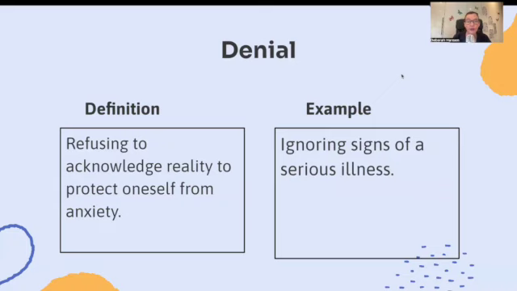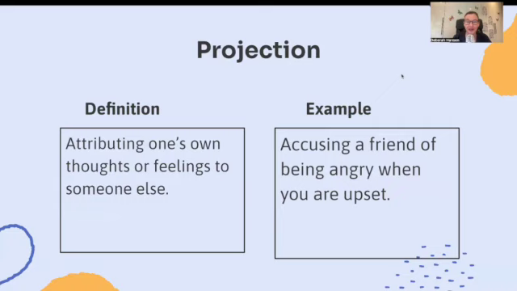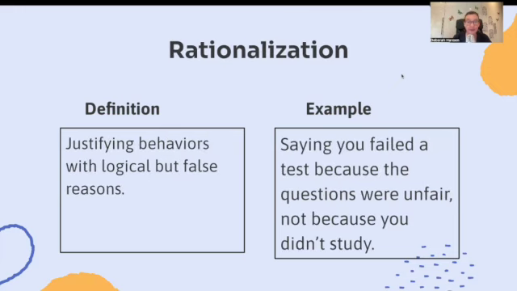Denial, refusing to acknowledge reality to protect oneself from anxiety. Ignoring signs of a serious illness is an example. Displacement, the definition is redirecting emotions to a safer target. For example, yelling at your siblings after being scolded by your teacher. Projection, attributing one's own thoughts or feelings to someone else. For example, accusing a friend of being angry when you are upset. Rationalization, this is justifying behaviors with logical but false reasons. For example, saying you failed a test because the questions were unfair, not because you didn't study.